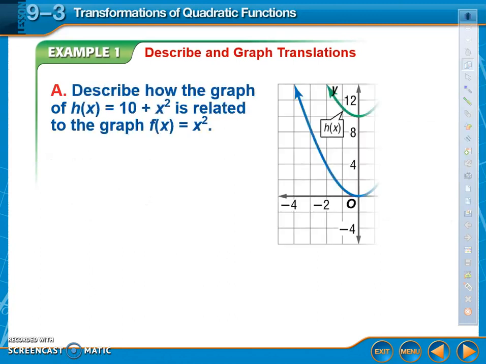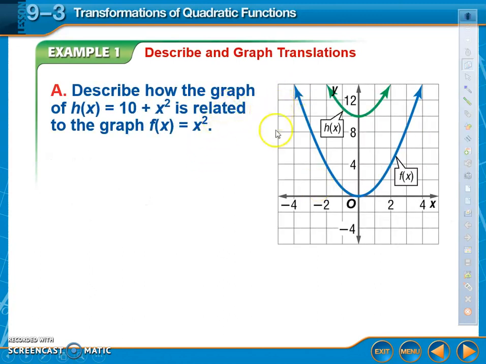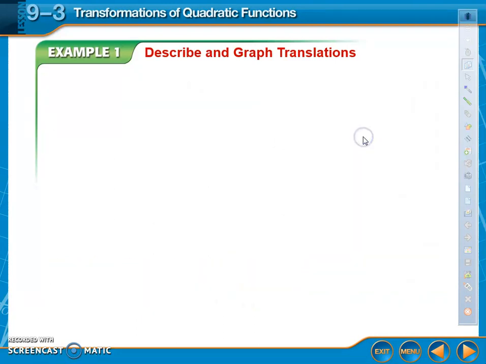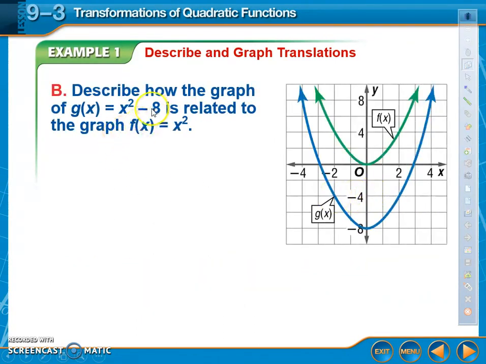All right, so you look at this graph and tell how they are related, how it translates. Translates means move. If this is our parent function, f(x) equals x squared, how does this translate? It is translated 10 units up. It's moved up. Now look right here, it's -8. So we know that this is our parent function, and it drops down to -8.